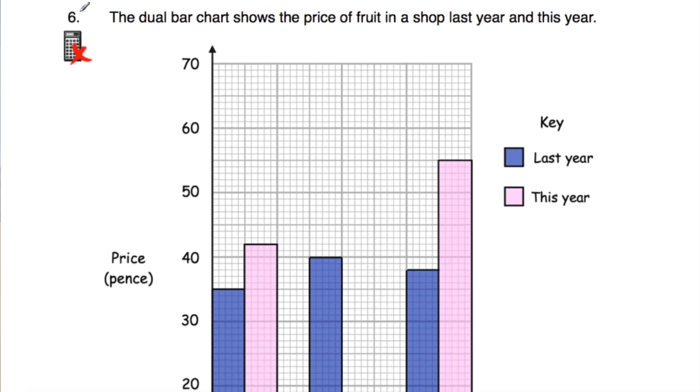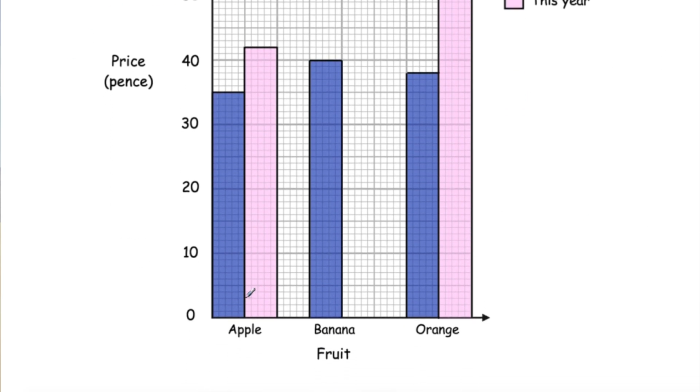And this is a non-calculator question, so I've just put my calculator down. And let's have a look at the fruits. So we've got apples, bananas and oranges. And we've got the price of the apple last year. So the apple was 35p last year. And let's actually check what each one of these little lines is worth. So we've got 10, we're going up in 10. So each little line we go up is 1 pence. So last year an apple was 35p and this year it's 41, 42p and so on.